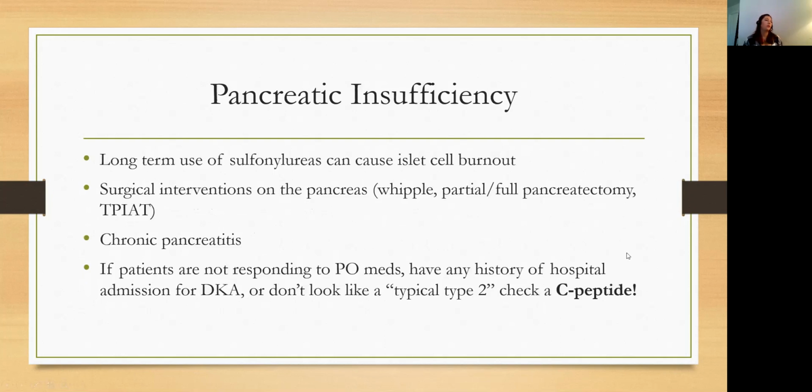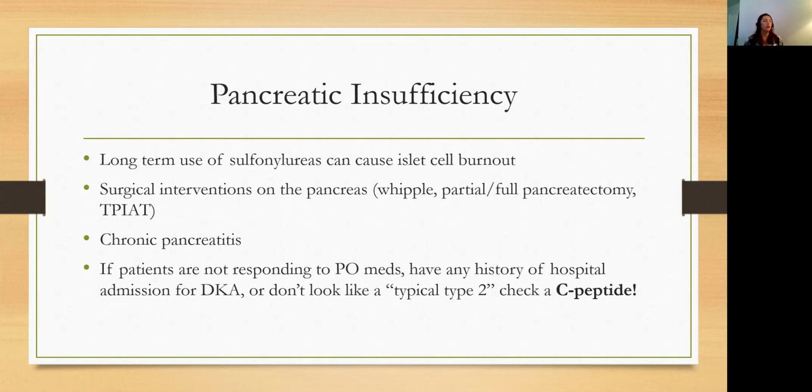So pancreatic insufficiency, when it's severe, these patients are going to be like a type 1 because they're basically not going to be making enough insulin to function. And one thing that can cause this is long-term use of sulfonylureas. So, a lot of people will use glipizide, glyburide pretty frequently. We don't use them a lot unless people have cost issues because there's other issues with them. And one of them being this, that they can cause islet cell burnout.